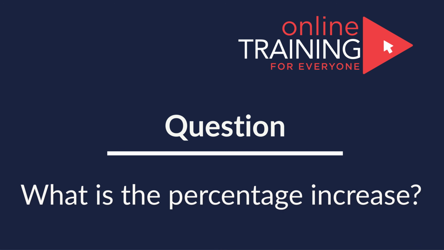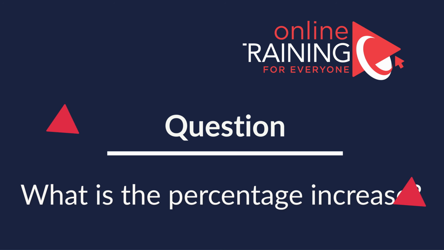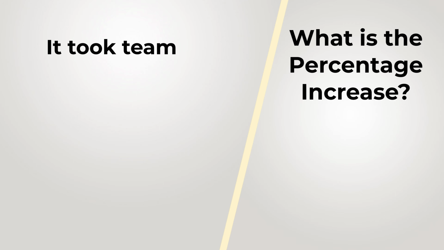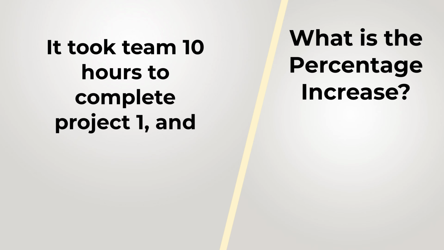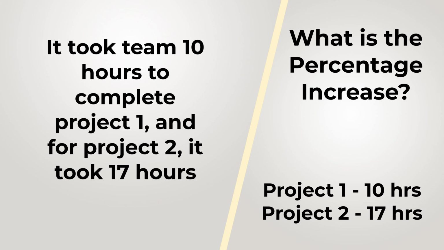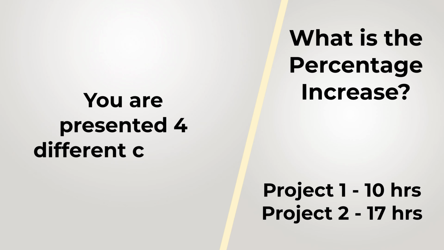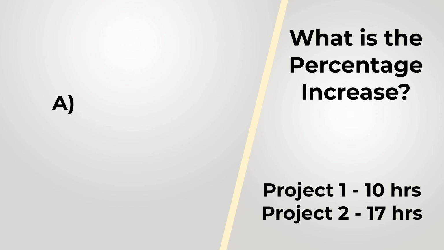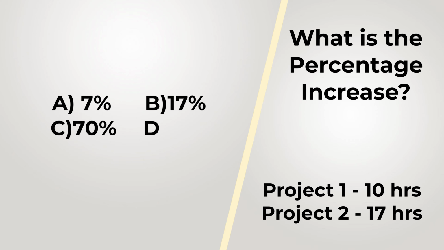Here is a frequent question on the test that a lot of people get wrong. It took 10 hours to complete project 1. For project 2, it took 17 hours. What is the percentage increase between the 2 projects? You're presented with 4 different choices. Choice A, 7%. Choice B, 17%. Choice C, 70%. And then choice D, 170%.